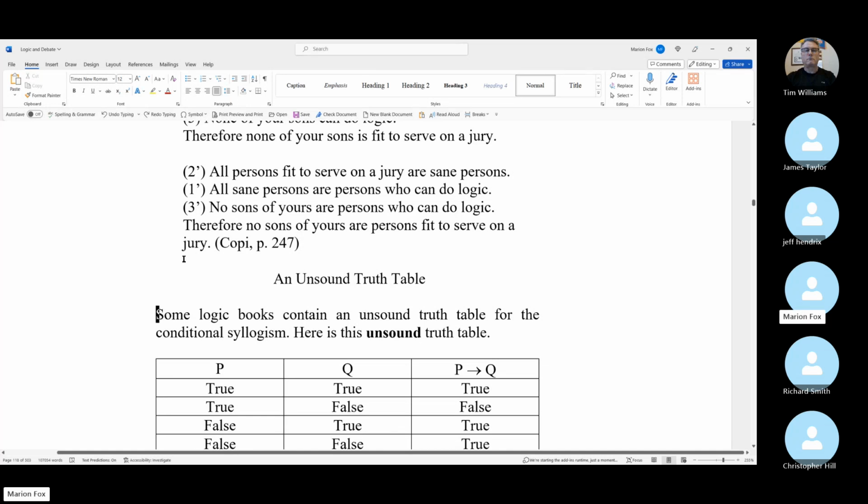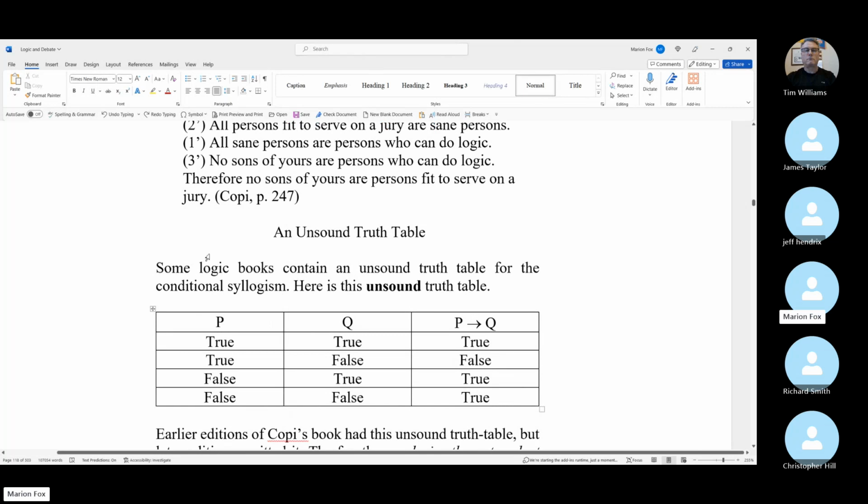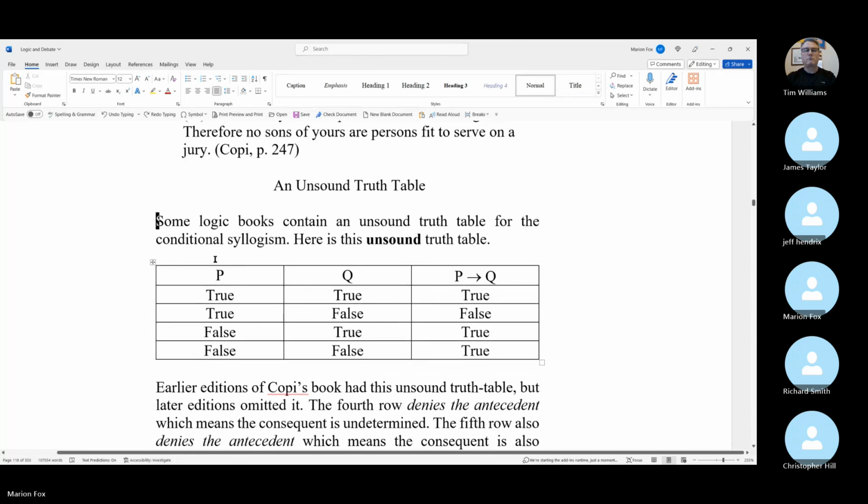I want to point out here a truth table that's not sound. We have four rows, and I won't count the top one, labeled P, Q, and P then Q. This is our first row, second row, third, and fourth rows. The values are: true, true, true; true, false, false; false, true, true; false, false, true.